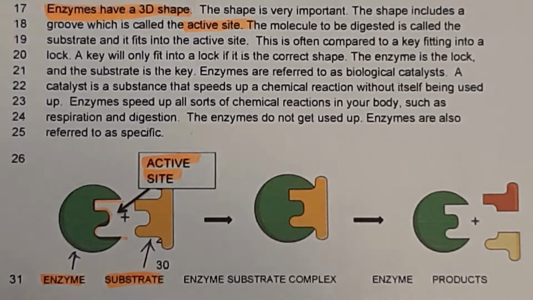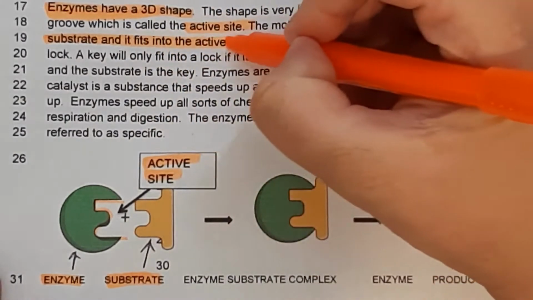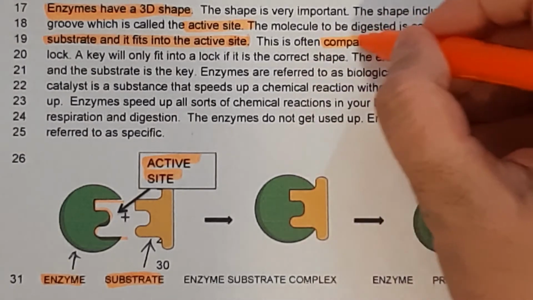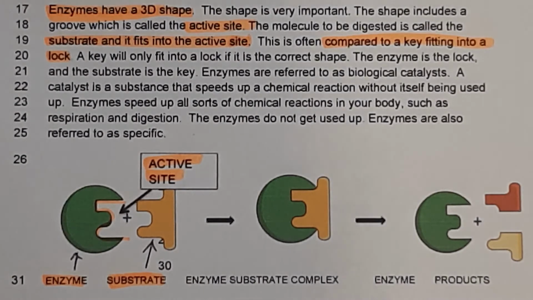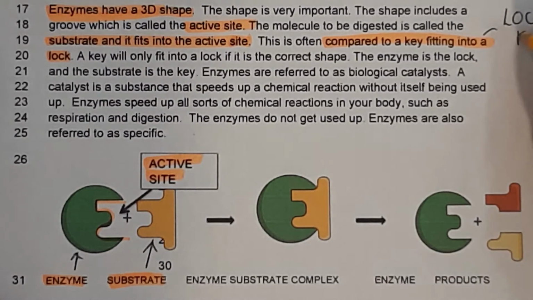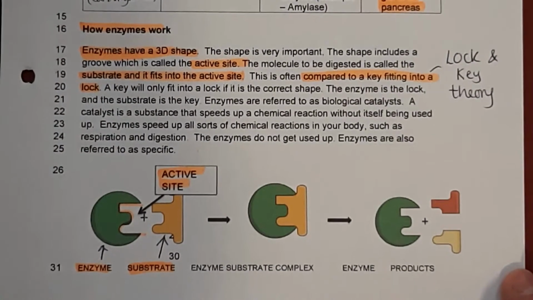So the way it works is the substrate fits into the active site, a bit like a key fits into a lock. So we compare it to a key fitting into a lock. That's why it's called the lock and key explanation, or the lock and key theory, or idea. So we call this the lock and key theory.